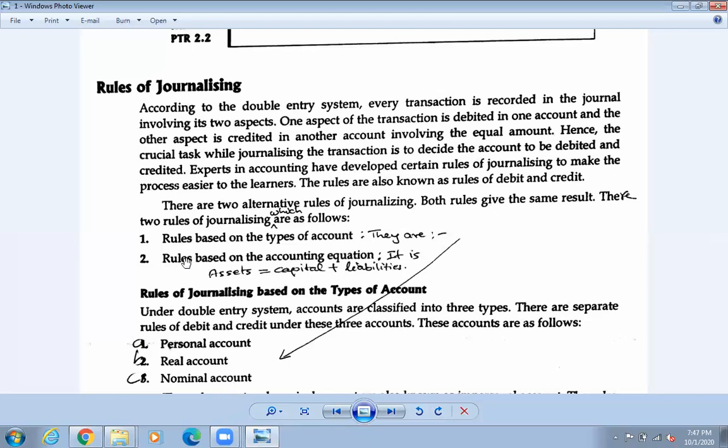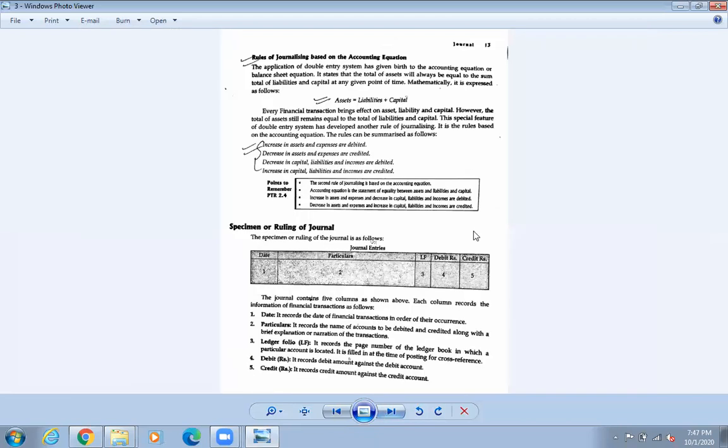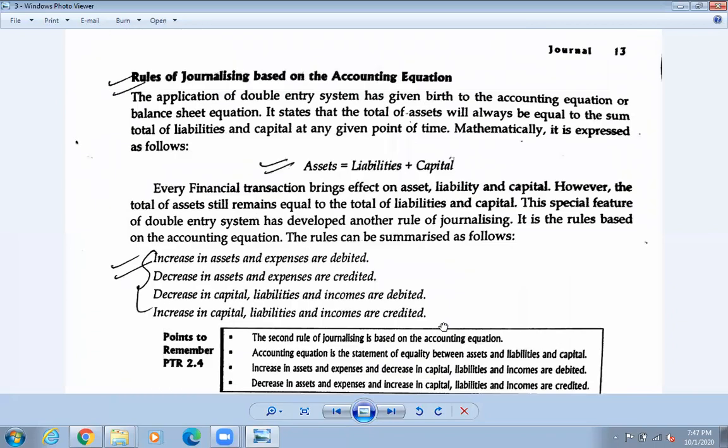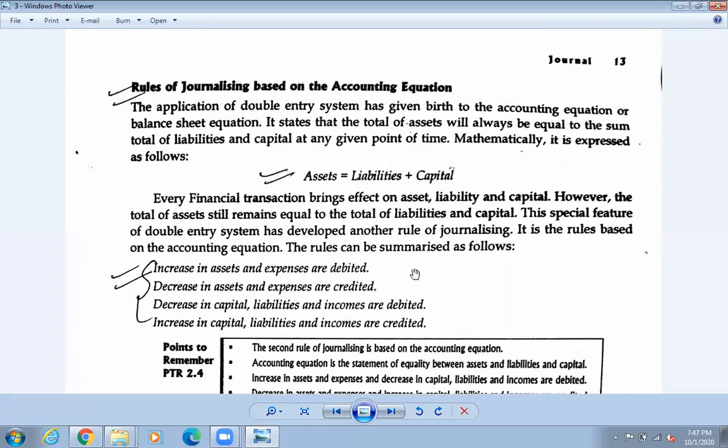And number 2. So rules based on the accounting equation. So you need to write down assets equals to capital plus liabilities. Okay, so let us learn about this one also. So let us write on this one. According to the rule of journalizing, you need to write down this: assets equals to liabilities plus, sorry, liabilities plus capital.